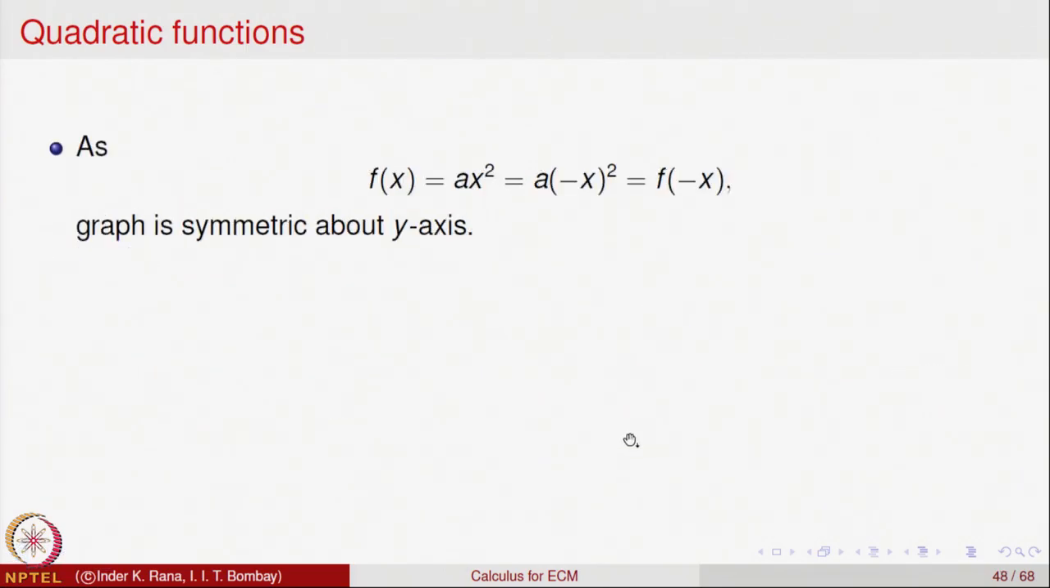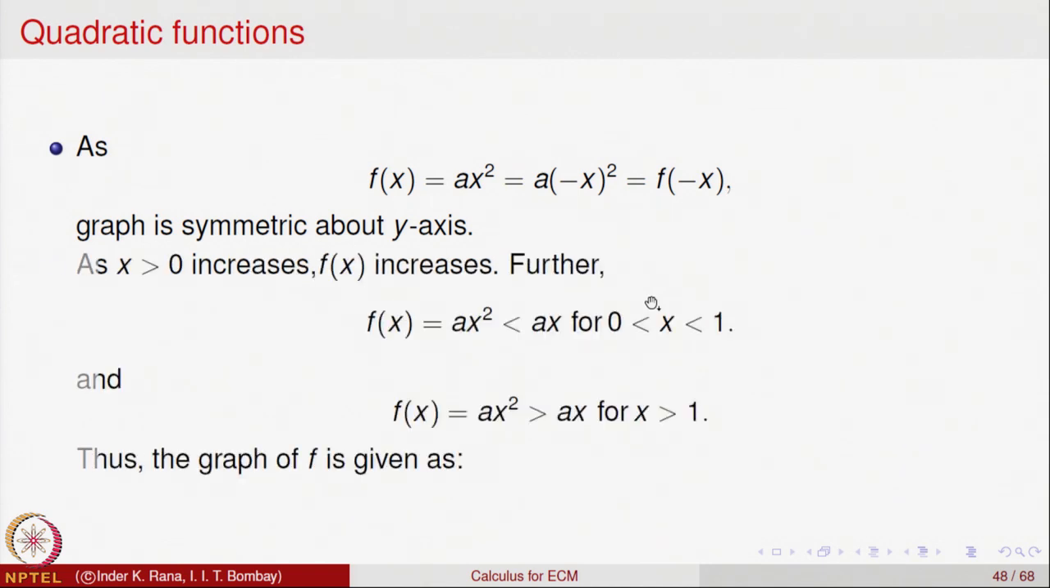Okay. And let us observe one thing: f of x, which is a x square, is a times minus x square, which is the same as f of minus x. So f of x is equal to f of minus x. This implies that the graph is symmetric around the y axis. If you change x to minus x, the value of y remains the same. So if x comma y is on the graph, then minus x comma y is also on the graph of the function. So it is symmetric, right.